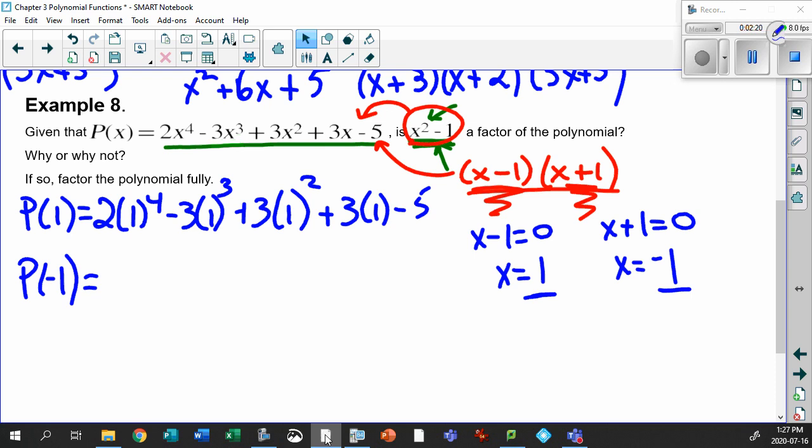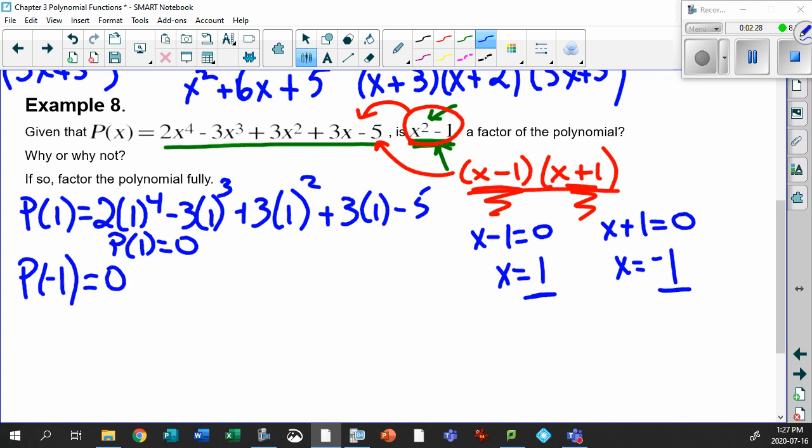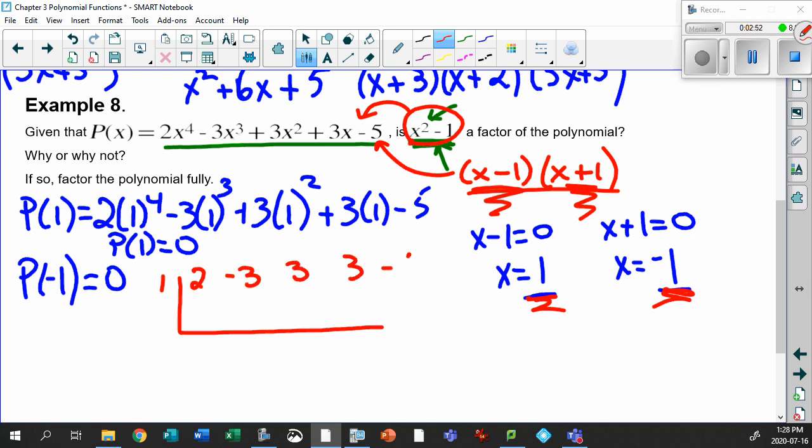Okay, so I know that this equals 0, and on a diploma exam, you have to show that it equals 0, that you actually did the remainder theorem and proved that it equals 0. So now what do we do? Well, synthetically divide, but not just once, twice. Oh, I see how to do this now. Okay, so let's do it with 1. Put it in: 2, minus 3, 3, 3, minus 5. And we should get a 0 remainder down here.